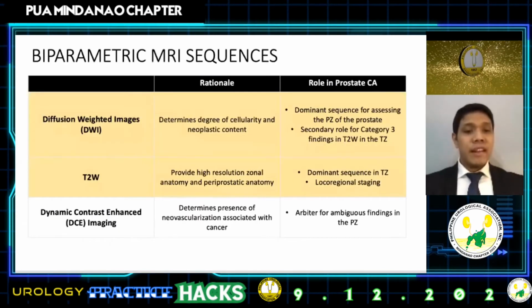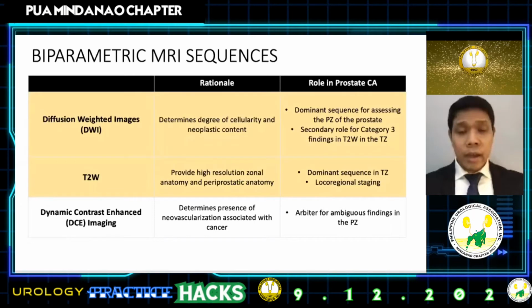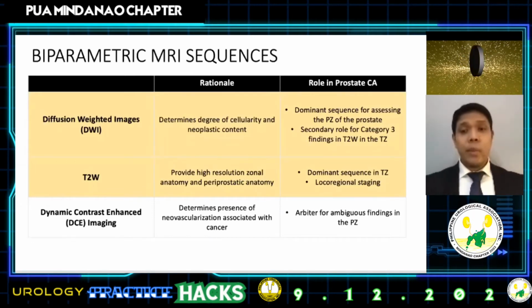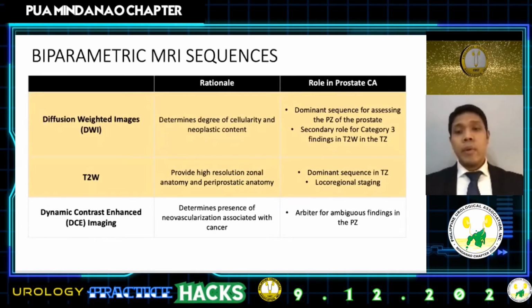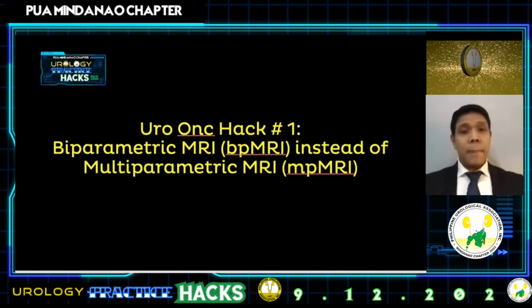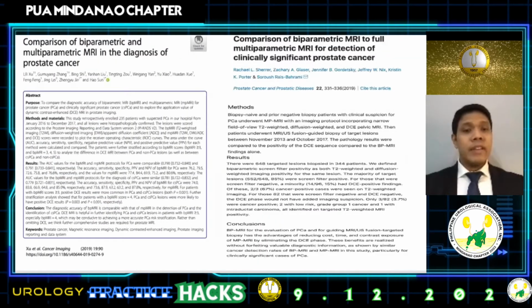Hence, there is an increasing attention to biparametric MRI, which uses only DWI and T2-weighted images or sequences, and then omits DCE, which is the part of the MRI sequences that would require contrast. And so we come to our first uro-oncology hack, which is biparametric MRI instead of multiparametric MRI. And actually, there's an increasing number of studies already to show that this is a viable option.